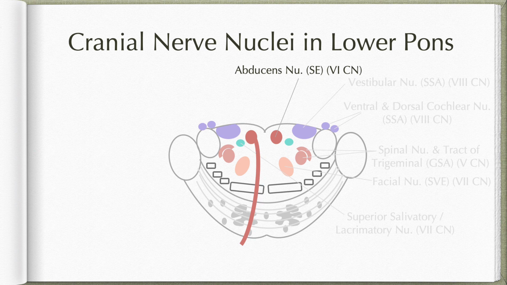This nucleus, through its nerve, supplies lateral rectus muscle. That's the only muscle which it supplies, and it's the extraocular muscle which is responsible for bringing about abduction of the eyeball.